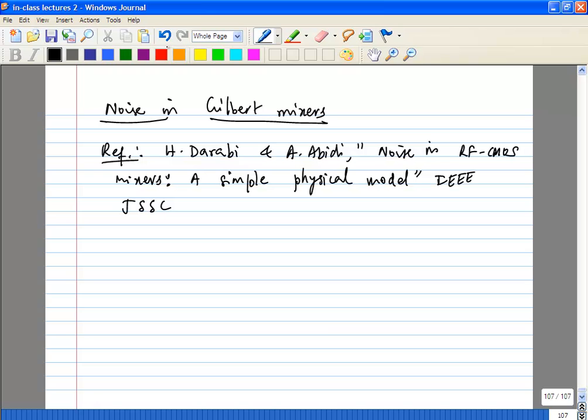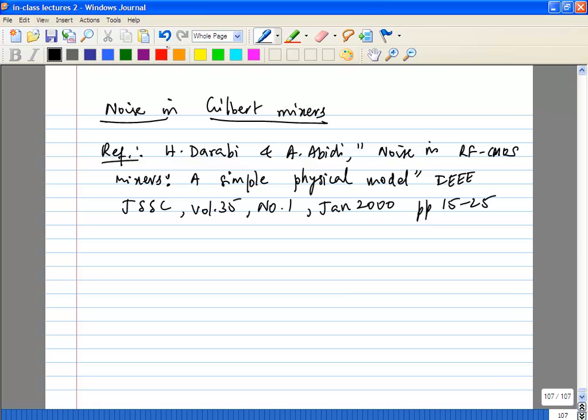So it's in the Journal of Solid State Circuits, volume 35, number 1, Jan 2000, pages 15 to 25. Okay, so this is actually a very good paper. It tries to give a physical basis for the model, for the noise in mixers.